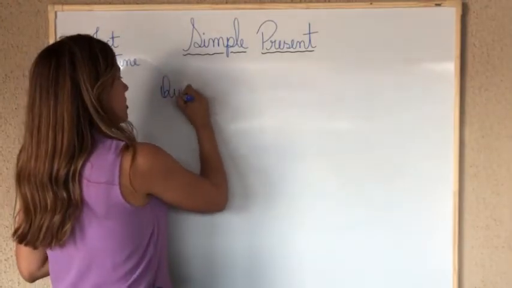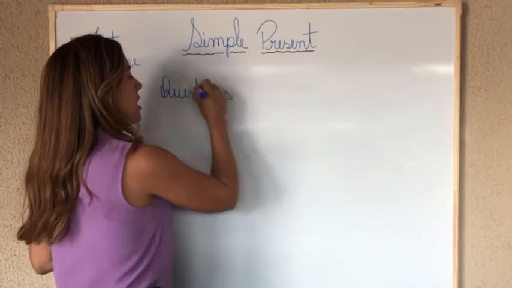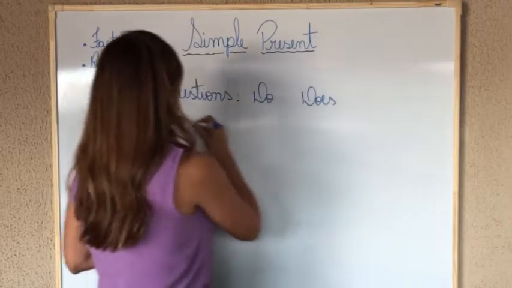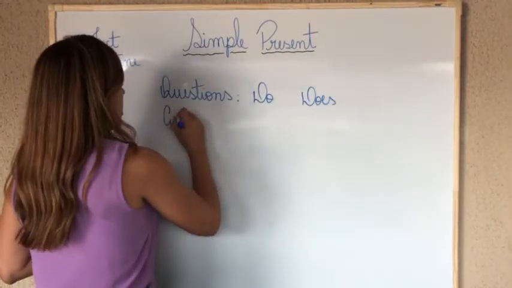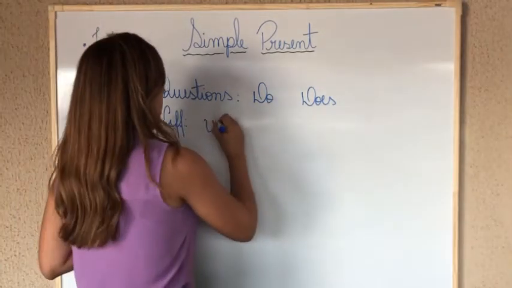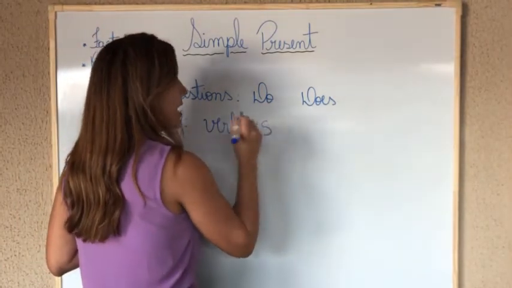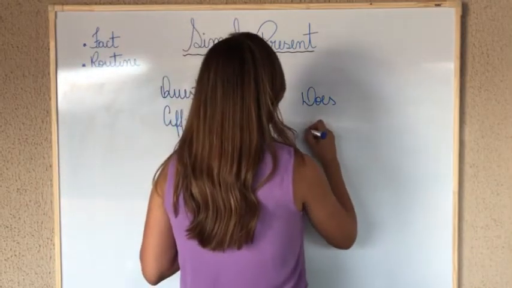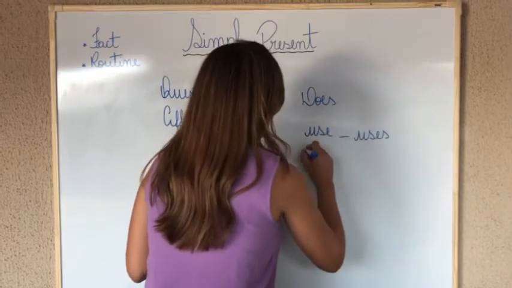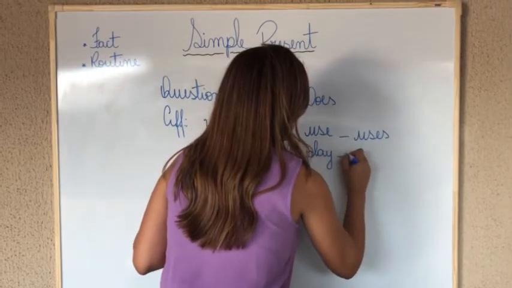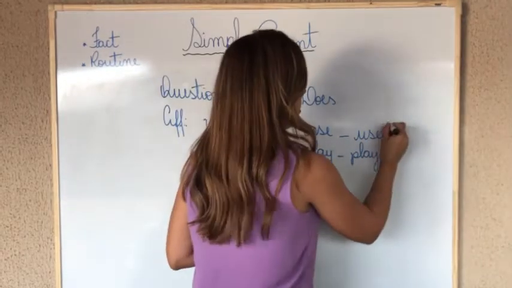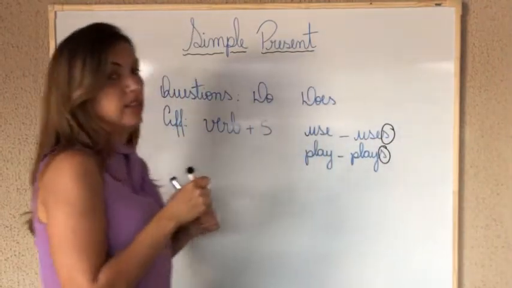In affirmative answers, I add s in the verb. To ask questions, I use do or does. In affirmative sentences, I add s in the verb. For example, use, uses. Play, plays. I just add s in the verb. Okay, this is the rule.